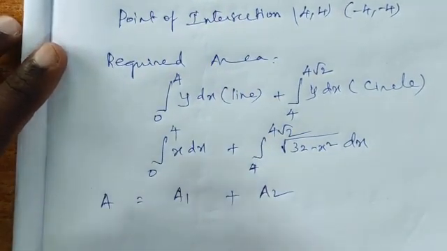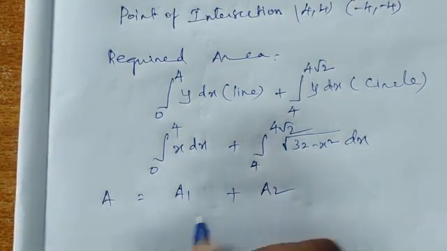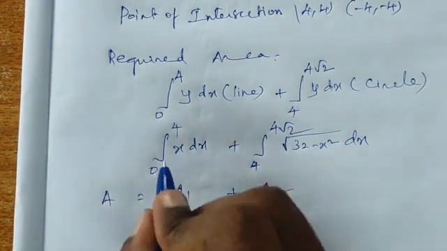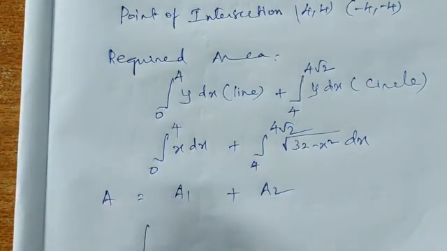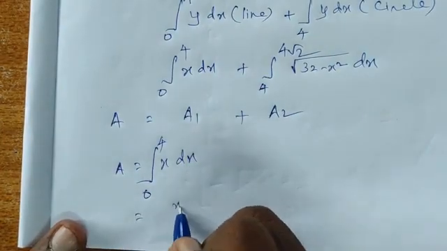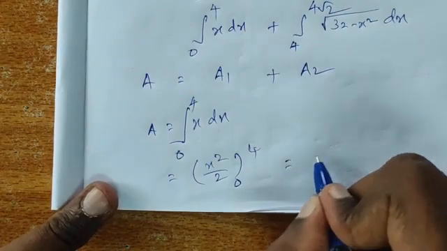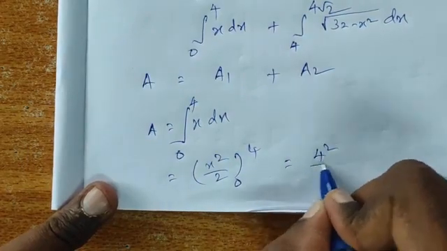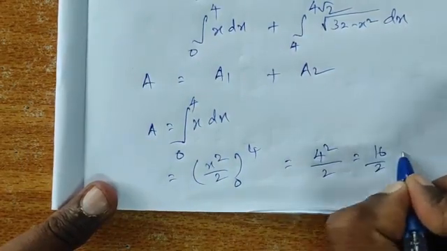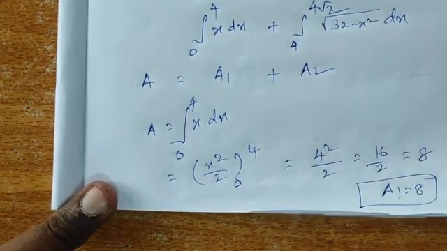We can find it continuously or we can find it separately. So 0 to 4. A1 is equal to integration 0 to 4 x dx. So integration of x is x square by 2 over 0 to 4, which is equal to 4 square by 2. So 16 by 2 which is equal to 8. So A1 is equal to 8 square units.